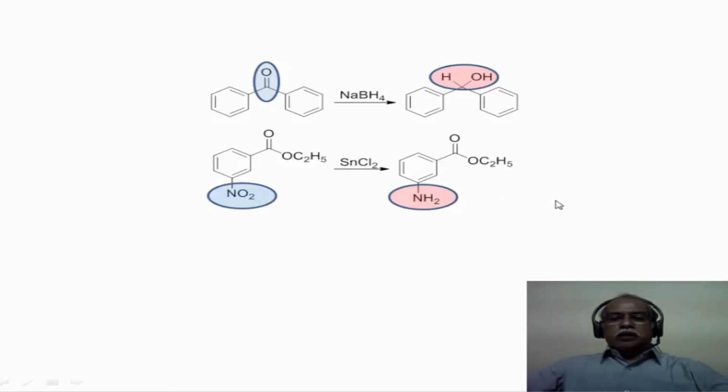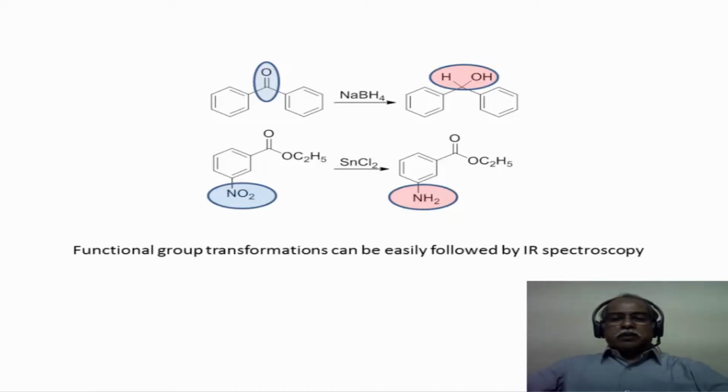So what is the best way to follow this reaction? One can always say I can follow this reaction by NMR spectroscopy or mass spectrometry. But both these spectroscopic techniques will be overkill in order to study such a simple transformation. The most widely used spectroscopic technique for following functional group transformation is infrared spectroscopy or vibrational spectroscopy. So vibrational spectroscopy has its own special place in molecular structure determination and structure elucidation problems. Functional group transformations can be easily followed by infrared spectroscopy.